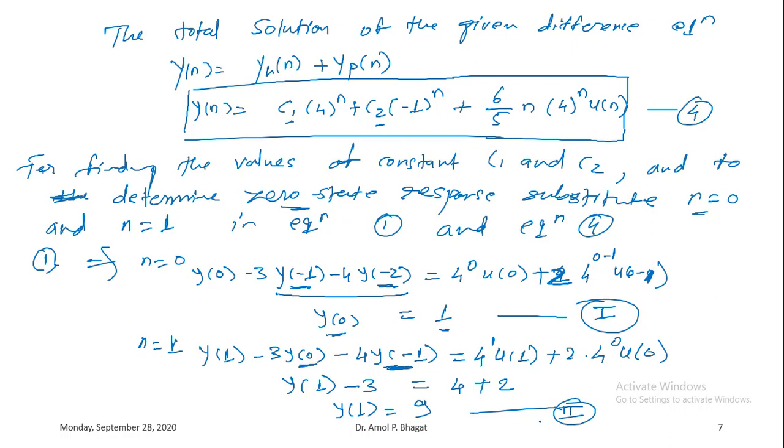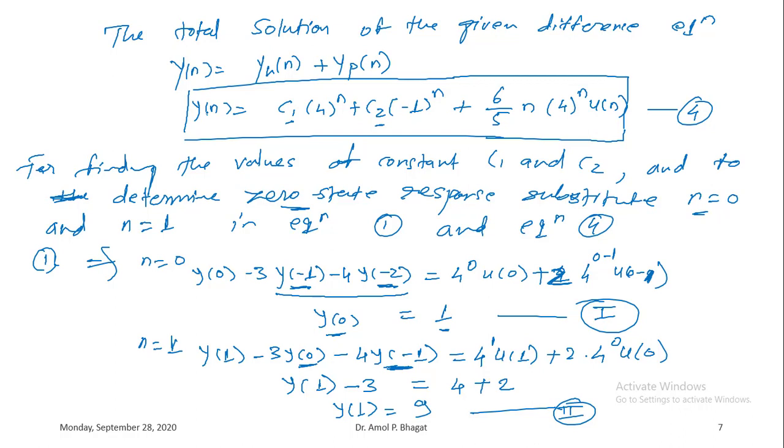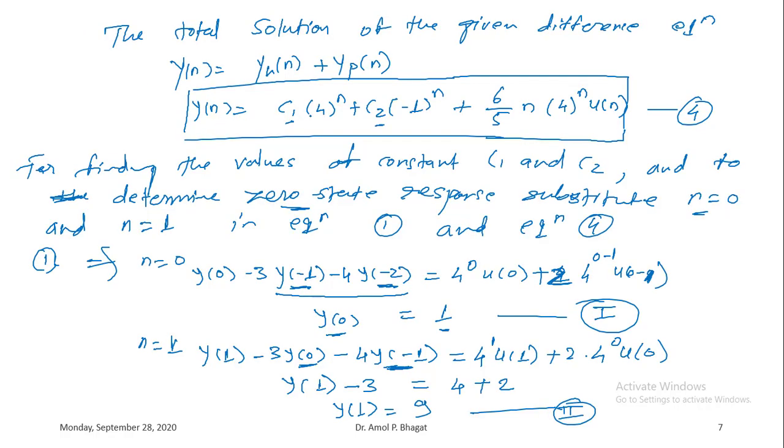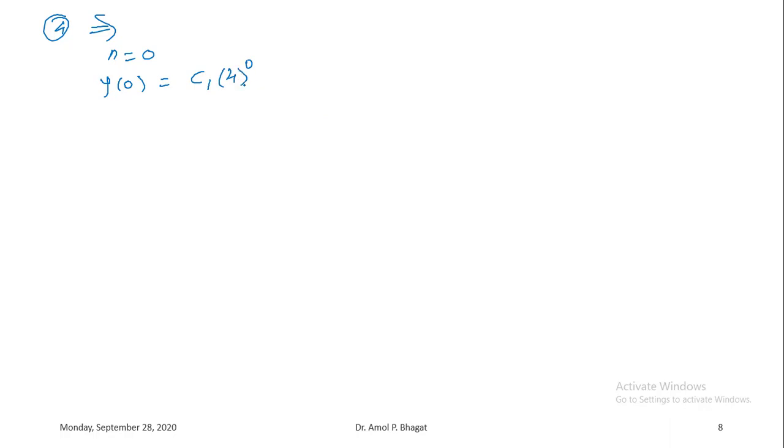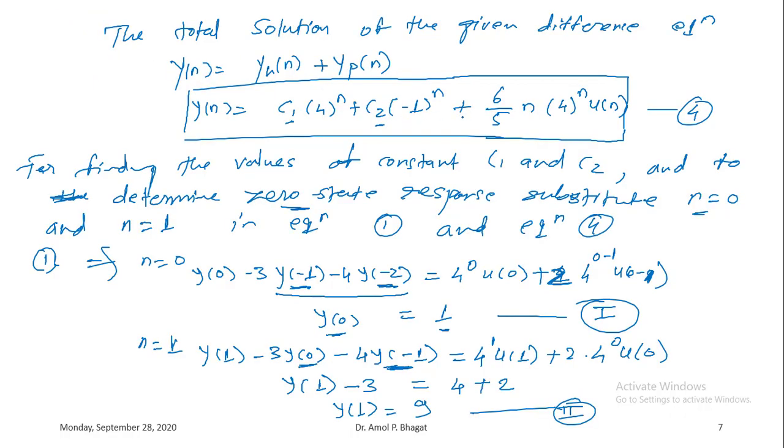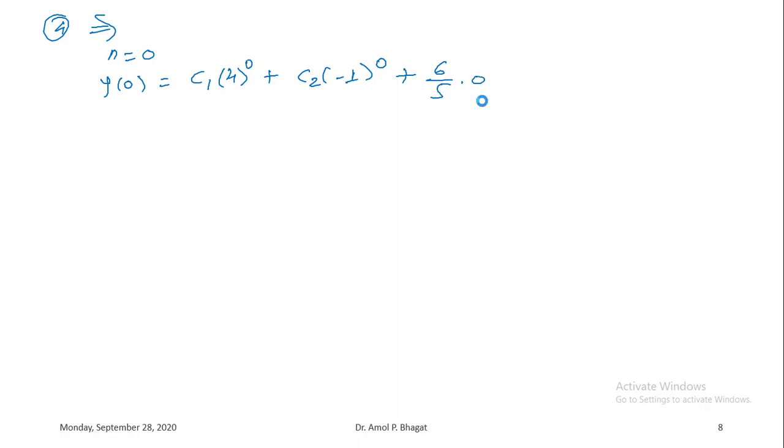Similarly, I will substitute n equals 0 and 1 in equation 4, the total solution equation. After substituting n equals 0, you get y of 0 is equal to c1 times 4 raised to the power 0, plus c2 times minus 1 to the power 0, plus 6 by 5 multiplied by 0 times 4 raised to the power 0 u of 0. So simply y of 0 is equal to c1 plus c2. I'll call this equation 3.